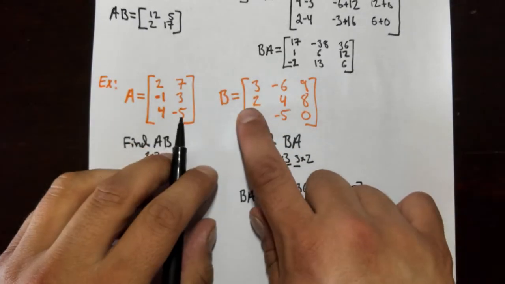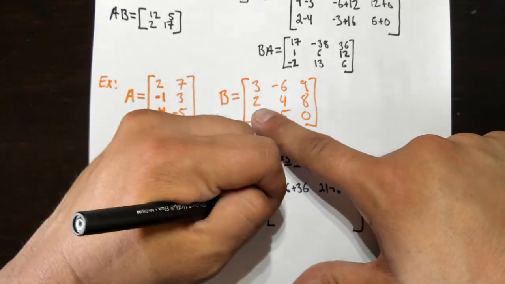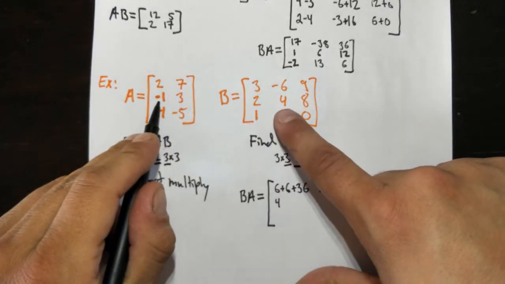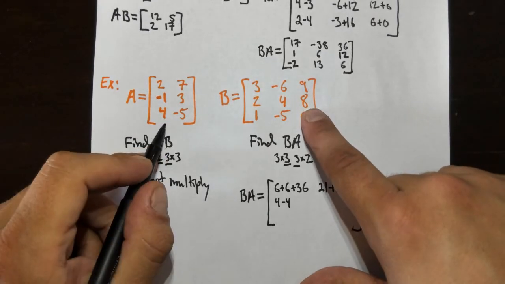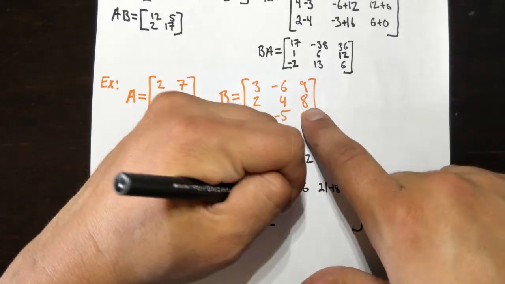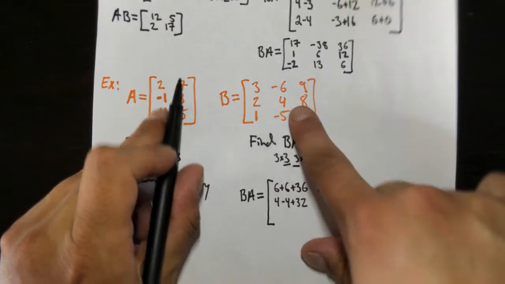Then do the same thing with the second row of B to both columns of A. So 2 times 2 is 4. 4 times negative 1 is minus 4. And 8 times 4 is 32. Took me a while. Awesome. And then we do the same in the middle and then the right.